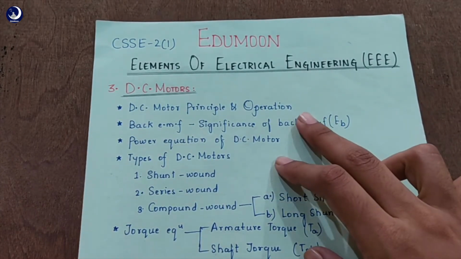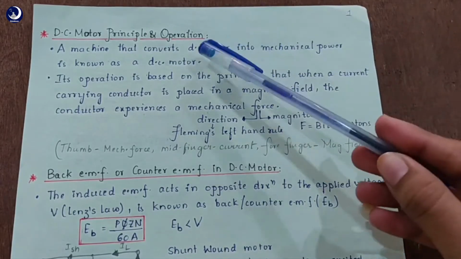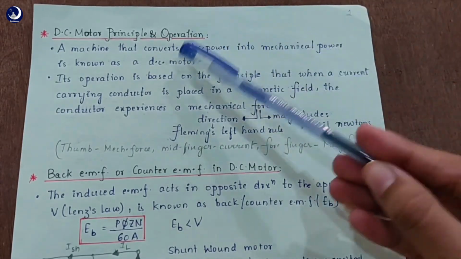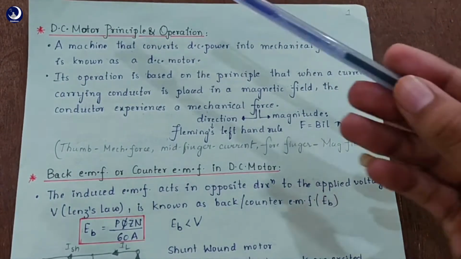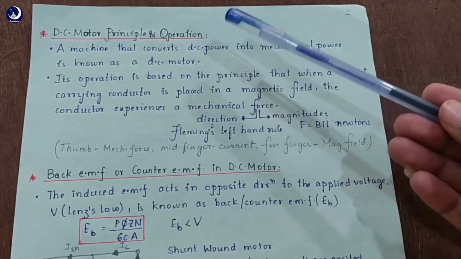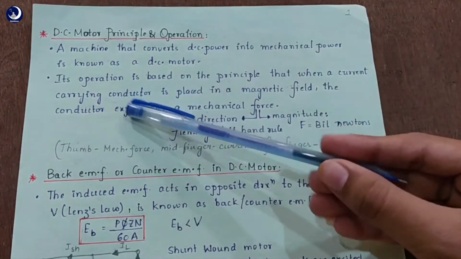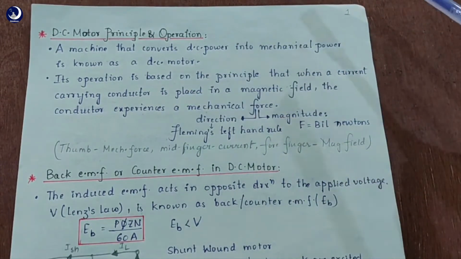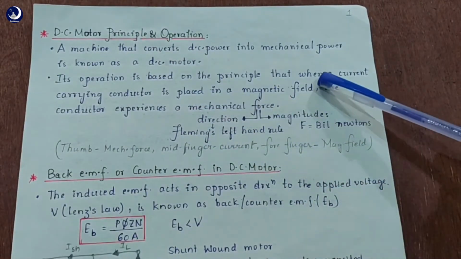Now we will study about DC motor principle and operation. As the word DC motor indicates, it's a machine that converts DC power into mechanical power, and that is what we call a DC motor. So its operation is based on the principle that when a current carrying conductor is placed in a magnetic field, the conductor experiences a mechanical force.